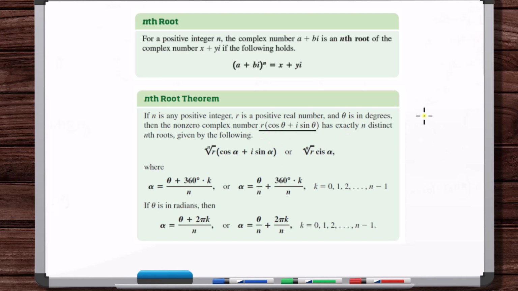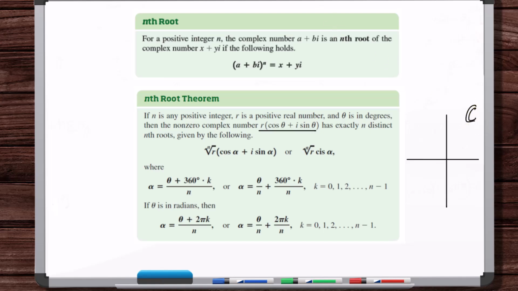So if you started with r equal to 8 and you were trying to find the cube root, then the r's of the three complex roots are all going to be 2. You take the cube root of 8, and they're all going to be 2. That's the idea: the nth root of r is going to be the radius of each of those roots.